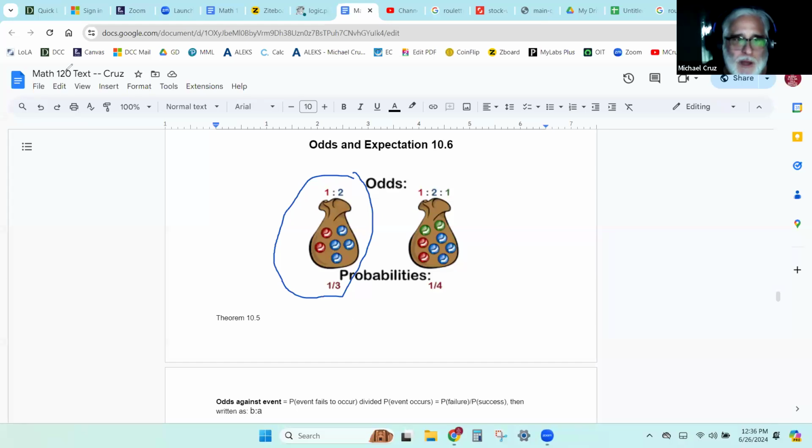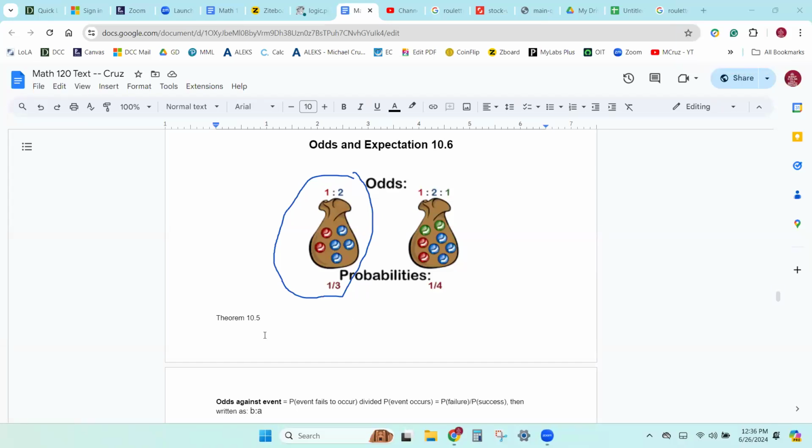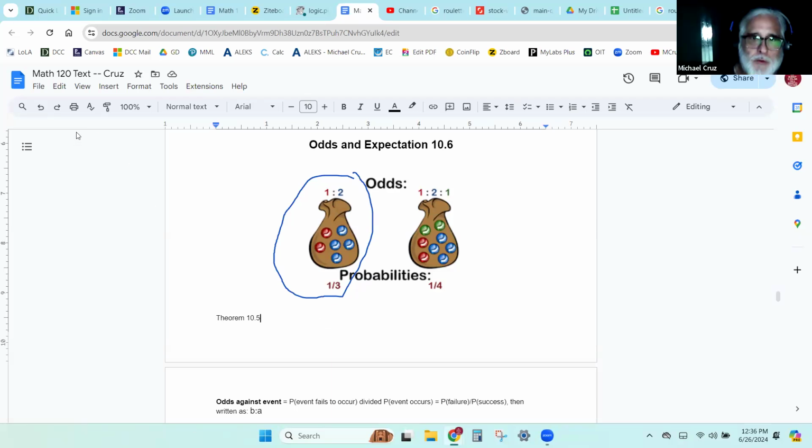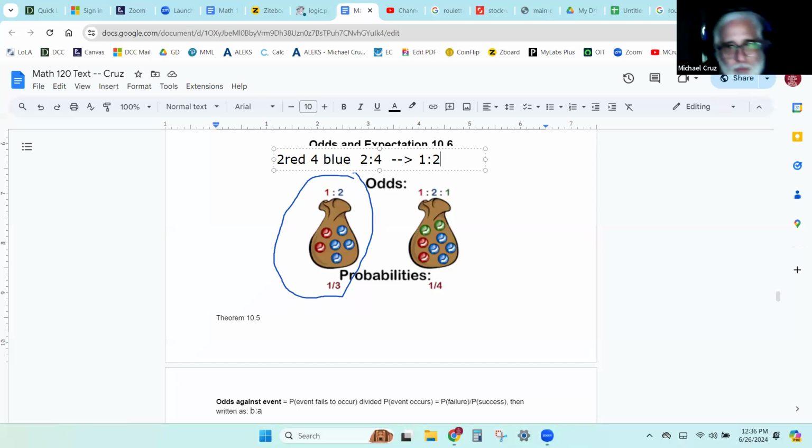Now there are 2 red, 2 red, 2 blue. I'm sorry, 4 blue. So this proportion reduces to 1 to 2. Because what we want to show is that absolute proportion in its basic state. We want to make sure that it's simplified.